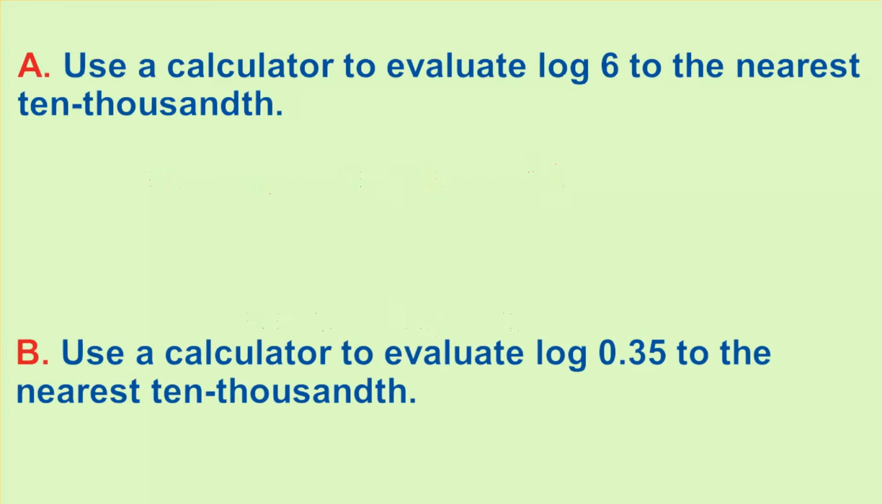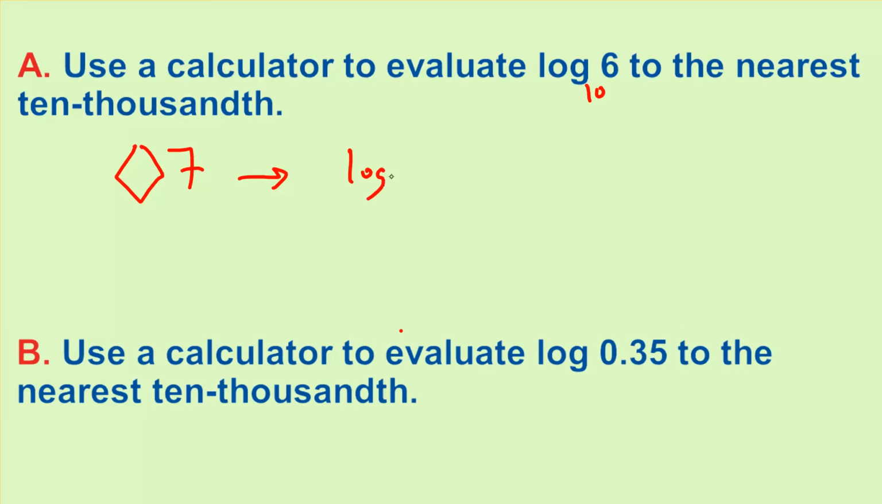So here we go. Use a calculator to evaluate log 6 to the nearest 10,000th. Remember that log 6 is the same as log base 10 of 6, so I could write that little 10 in if I wanted. But the nice thing is when you drop this into your calculator, you do your little diamond 7 thing, and then you get log with your open parentheses. All you need to do is drop in your argument and close parentheses and hit enter. Diamond 7, 6, parentheses.